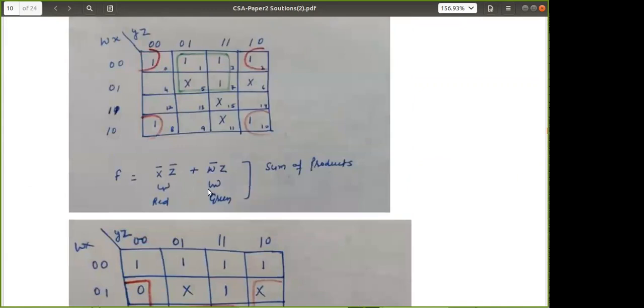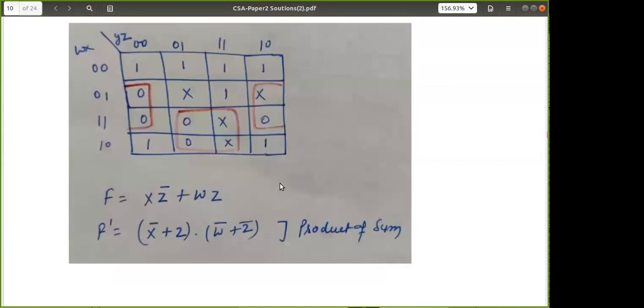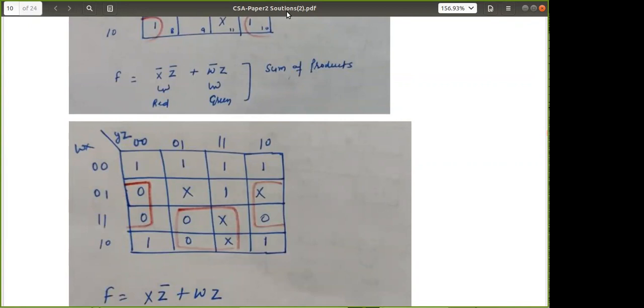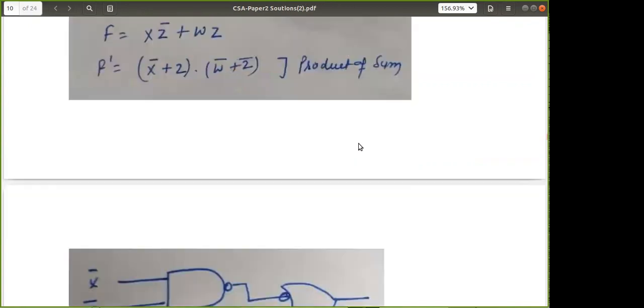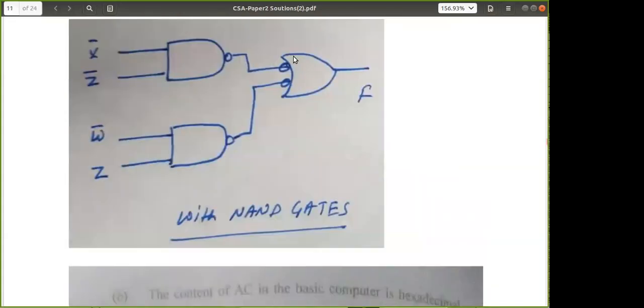If you see my expression here, the output is x bar z bar plus w bar z. Here we can combine this using the NAND gates, and then we have the plus operator. That's why I write the OR operator here, with this note value.